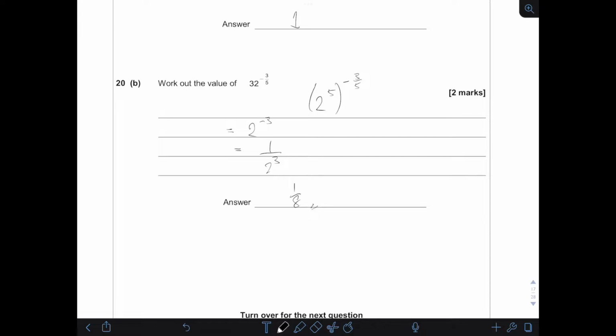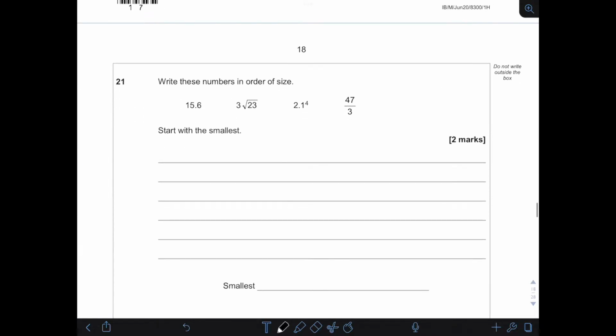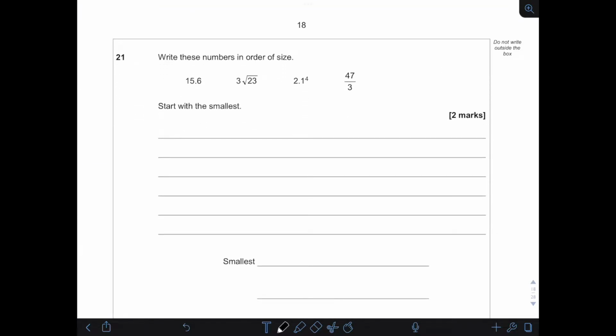Yeah, if you can't realize that the 32 is 2 to the power 5, then this question is pretty difficult. Write these numbers in order of size. Right, this is not the easiest, but we can work it out. 15.6 is some number that we don't need to work out. I'm happy with that value, I suppose.